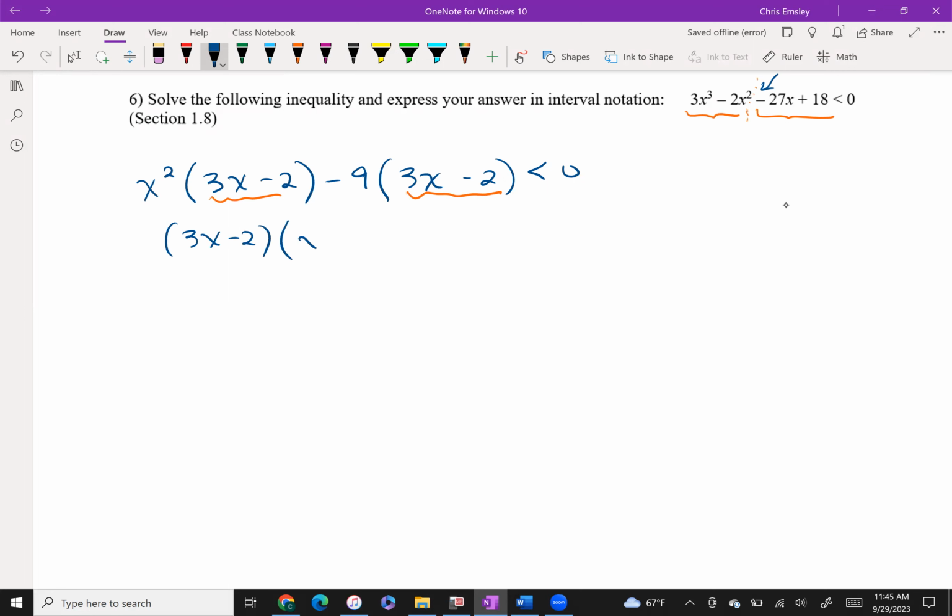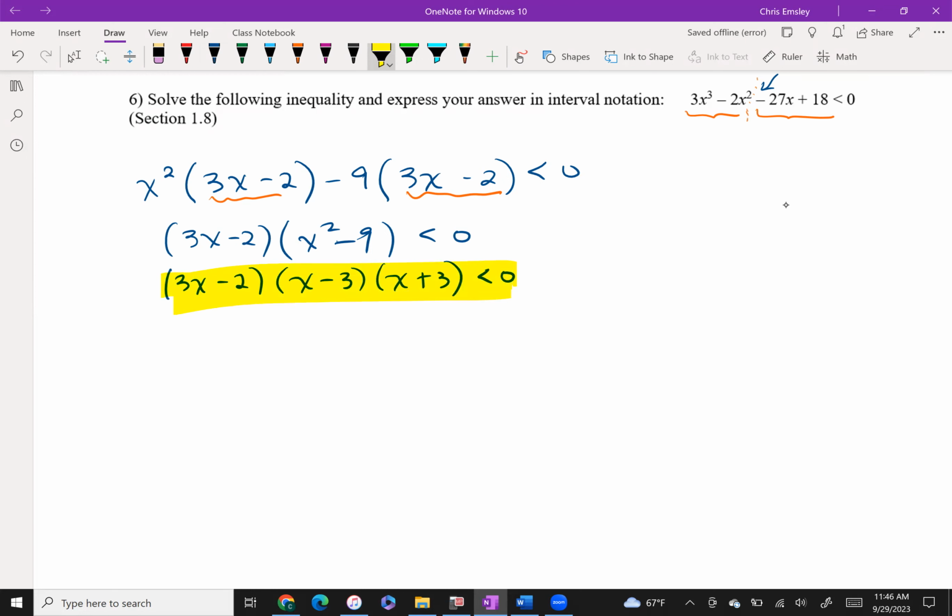And what's left behind then is x squared minus 9. And then we can factor one more time because that leaves us with a difference of 2 squares. So we get an x minus 3 and an x plus 3. So here's our factored polynomial inequality. Next up, we want to find the zeros or the boundary points. So we're going to take each one of those factors and set them equal to 0.